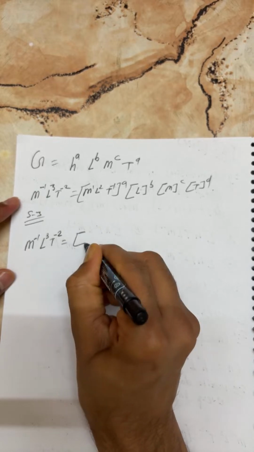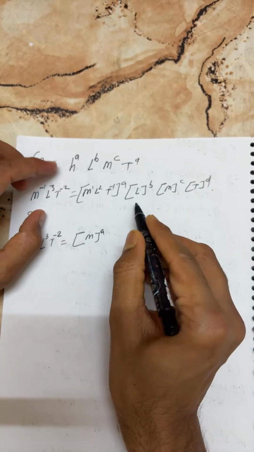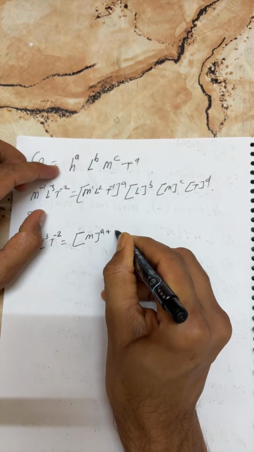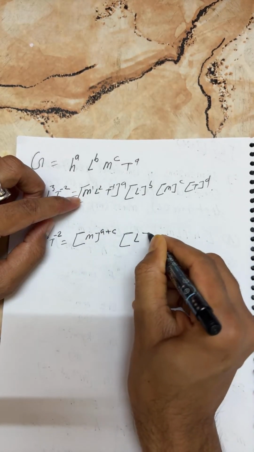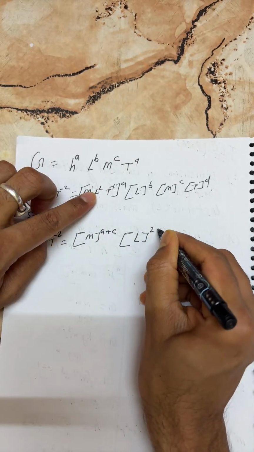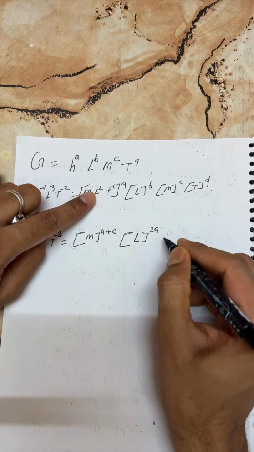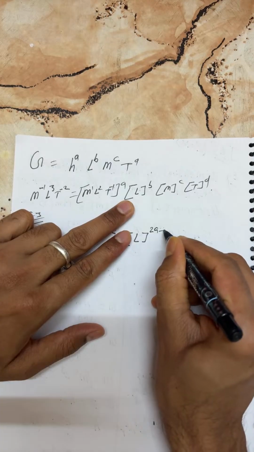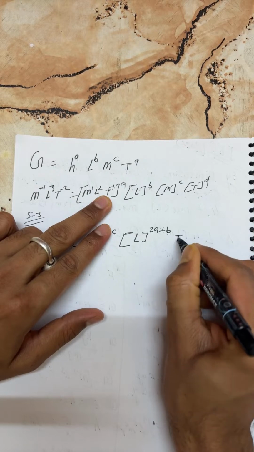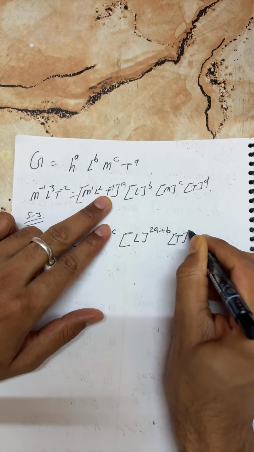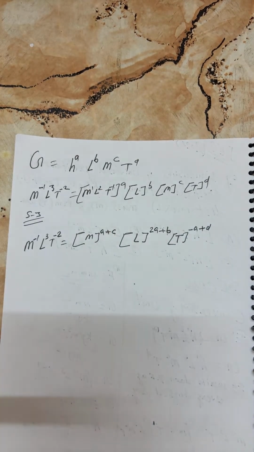Then you can say here M to the power a plus c, L to the power 2a plus b, L finish here. Then T to the power minus a plus d. Okay, done here.